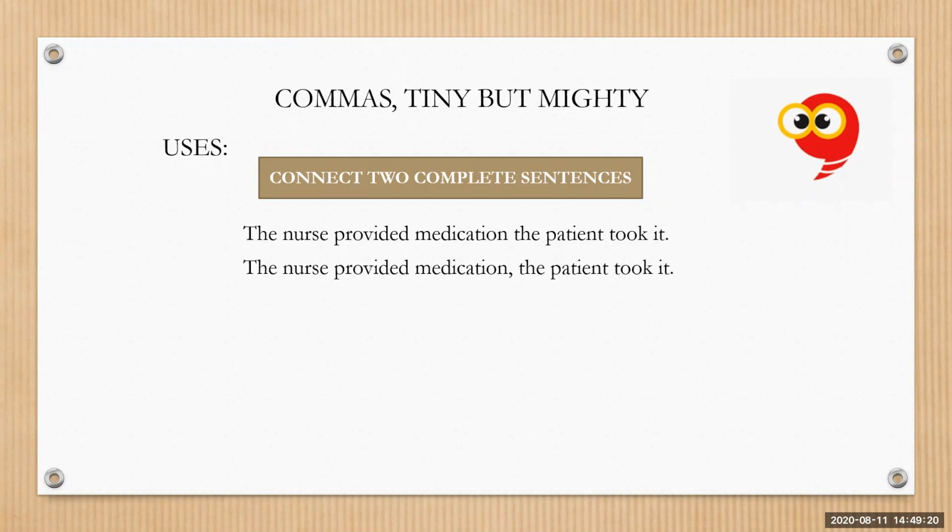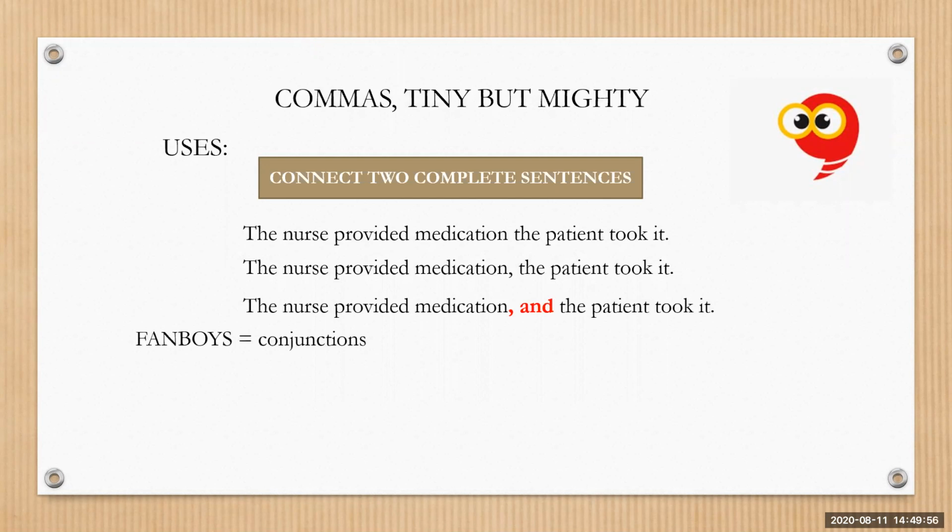So if you put the nurse provided medication, comma, the patient took it, that's slightly better because you're getting the meaning, but it's actually incorrect. So let's look at how the best way is to do this. The nurse provided medication, comma, and the patient took it. Now that's the right way to get it done. This is called a coordinating conjunction. And when used with a comma, you can successfully connect two sentences.